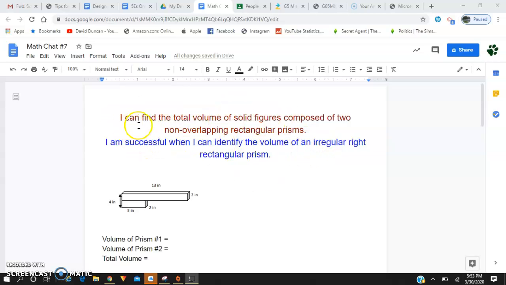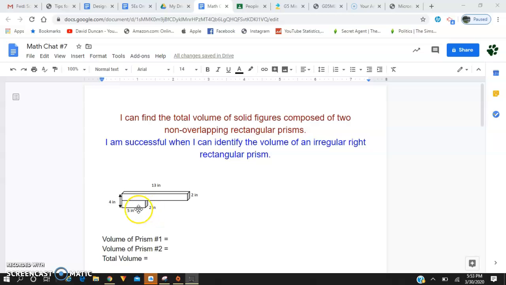So today I can find the total volume of solid figures composed of 2 non-overlapping rectangular prisms, and you're successful when you can identify the volume of an irregular right rectangular prism. There are some big words. Basically what that means is we're going to be working with 2 different rectangular prisms that are put together, like what you'll see right here.